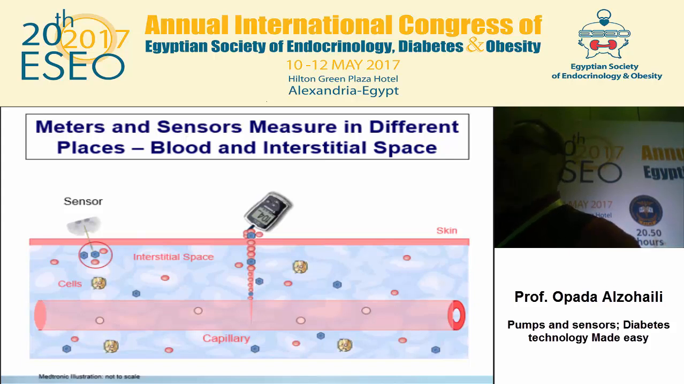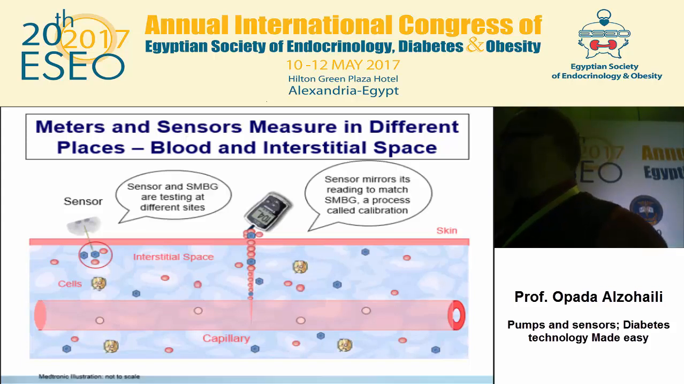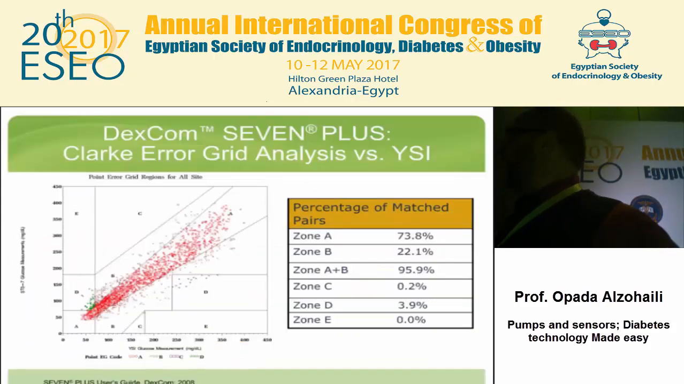You still have to check your sugar 2 to 3 times a day to calibrate the sensor, and there's also a time delay. By the time you get a number, it is probably 20 to 30 minutes later. So it is not meant to tell you what your sugar is at that moment. It will tell you the trend. Is my sugar dropping or going higher, and what should I do about it? So again, that's the technology. The sensors are getting better.